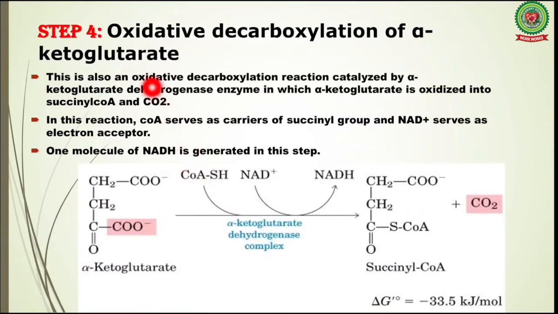Then step 4, which involves oxidative decarboxylation of alpha-ketoglutarate. This is an oxidative decarboxylation reaction catalyzed by alpha-ketoglutarate dehydrogenase enzyme, in which alpha-ketoglutarate is oxidized into succinyl coenzyme A and carbon dioxide. In this reaction, coenzyme A serves as carrier of the succinyl group and NAD serves as electron acceptor. One molecule of NADH is generated in this step.